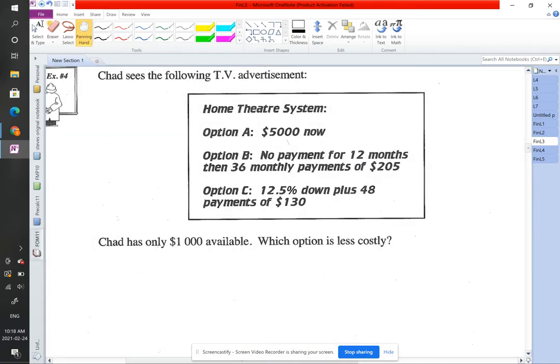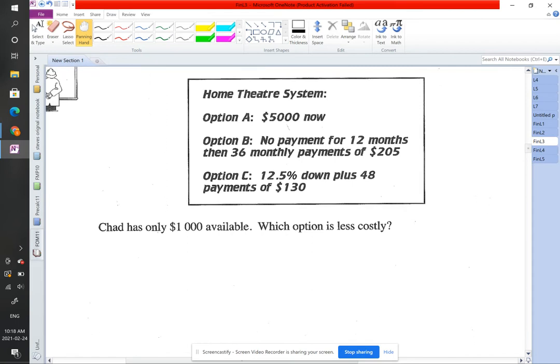Chad sees the following TV advertisement. So buy a home theater system for option A, $5,000 now. Option B, no payments for 12 months, then 36 payments of $205. Or option C, 12.5% down, plus 48 payments of $130. Chad only has $1,000 available. Which option is less costly?